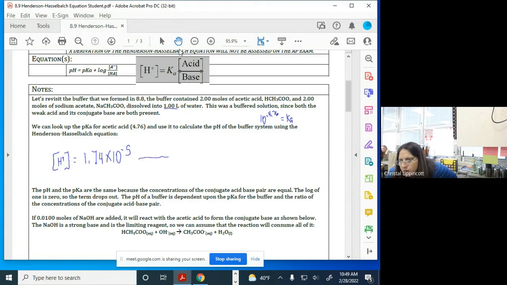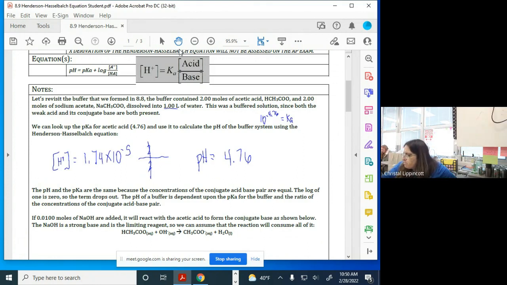And then we're going to do a ratio of acid over base. We contain 2 moles of this and 2 moles of that. So 2 over 2 is 1. Then our H concentration is going to equal this. So if I want pH, all I have to do is take the negative log, and that's going to give me 4.76, which is exactly where we started from.